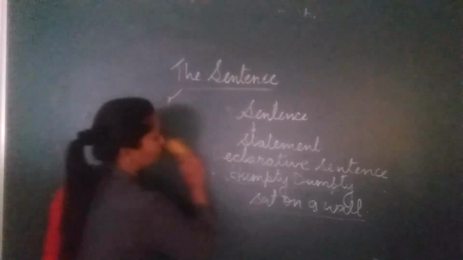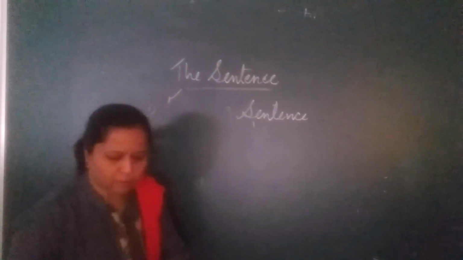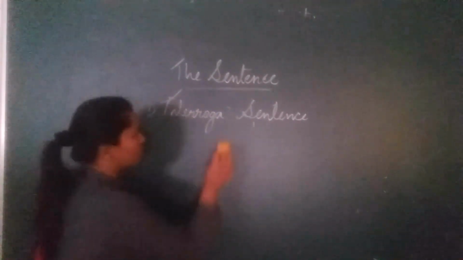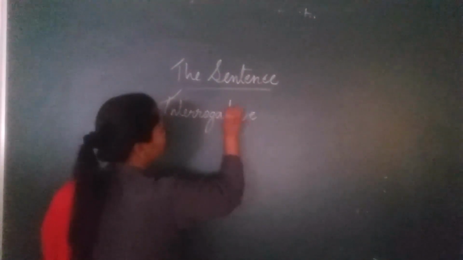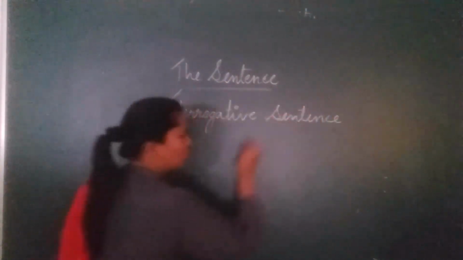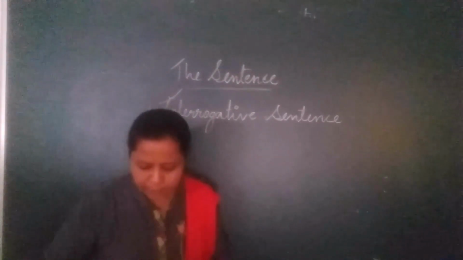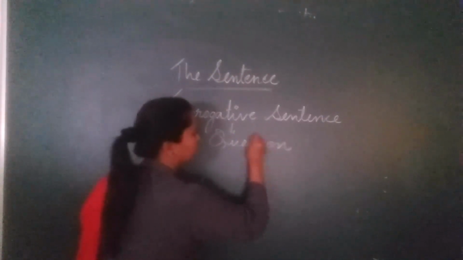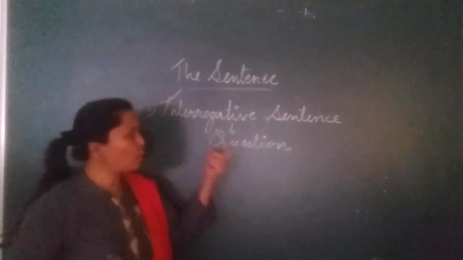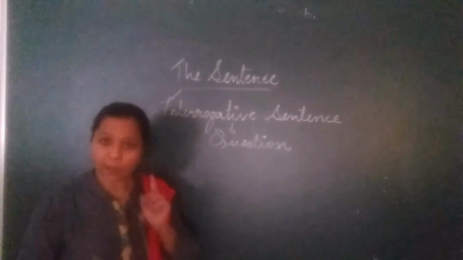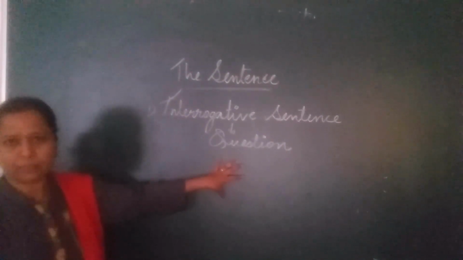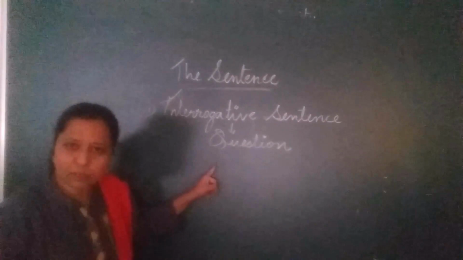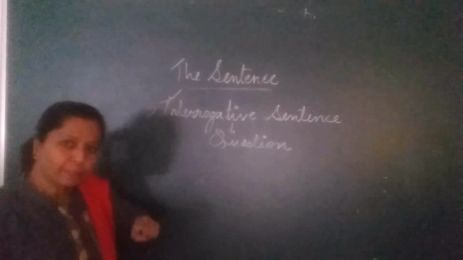Now come to the second kind. The second kind is the interrogative sentence. Now, what is an interrogative sentence? A sentence that asks a question is called an interrogative sentence. Again, every time we are learning the kinds of sentence, you shouldn't forget the meaning of a sentence. A sentence that asks a question is called an interrogative sentence, but with a complete sense.